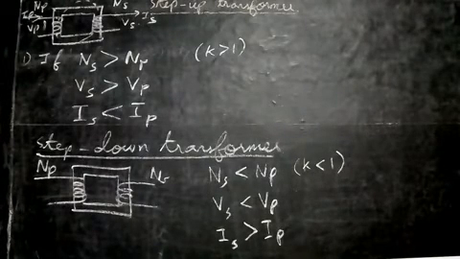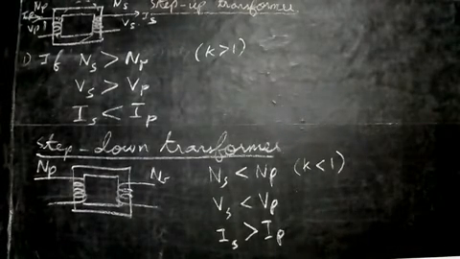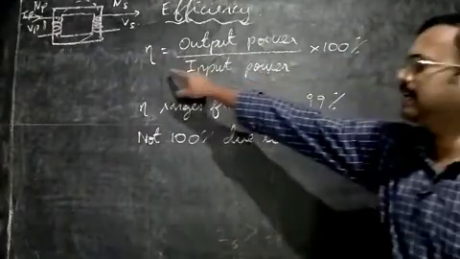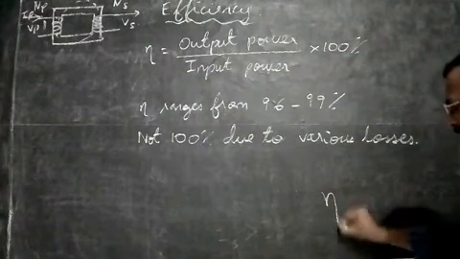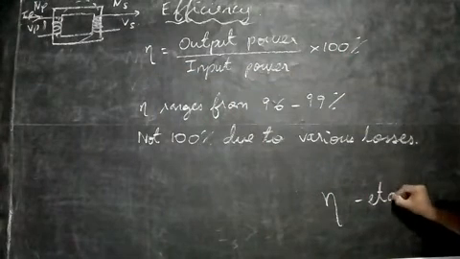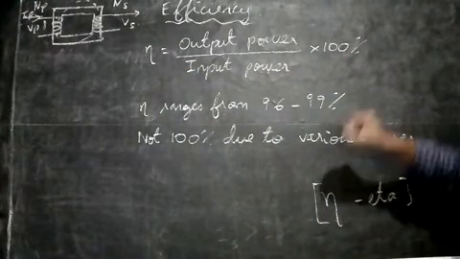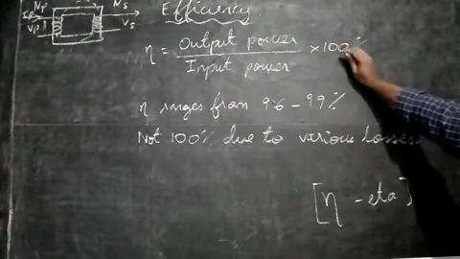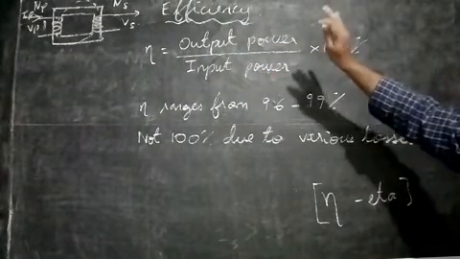Next we'll study the efficiency of the transformer. Efficiency is eta. This symbol means eta, a Greek alphabet. Eta is equal to output power by input power into 100%. This is the formula to find the efficiency.